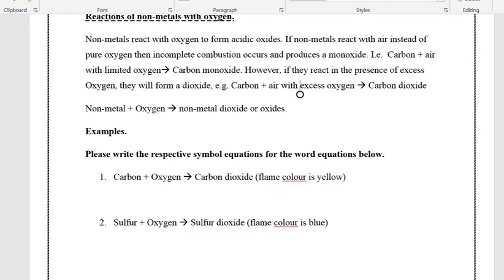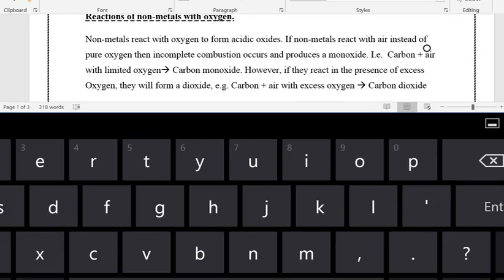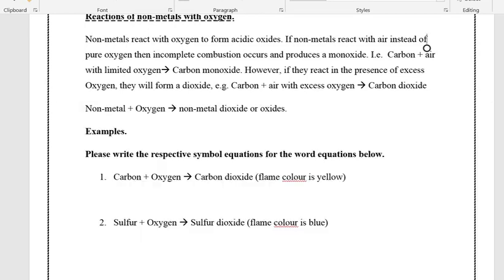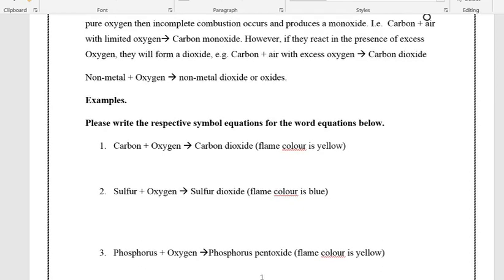I indicated there that if carbon reacts with a limited amount of oxygen, it's going to produce carbon monoxide. But if it's going to react in a situation where there is an excess of oxygen, the carbon will react with the excess oxygen and it will produce carbon dioxide.